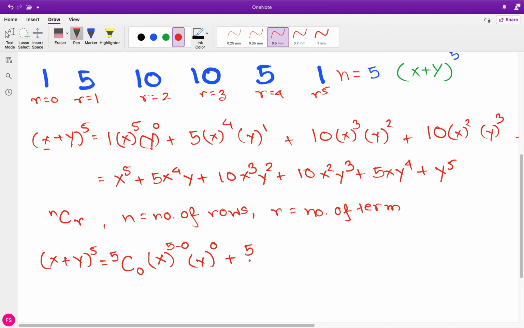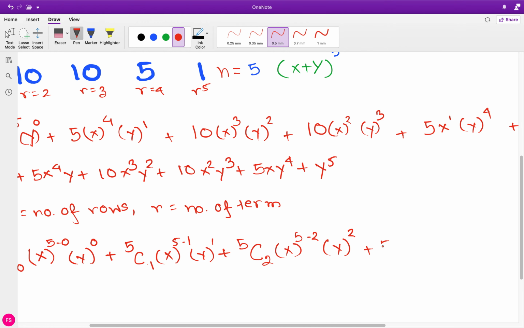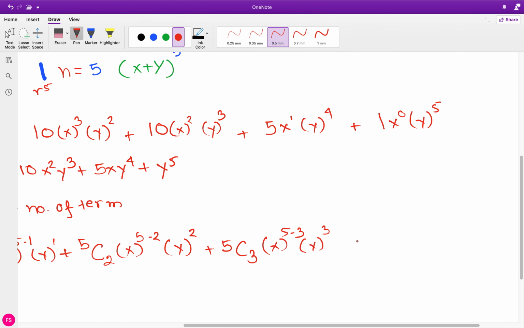Then for the next term, the row stays the same. It's going to be 5 every time, but I'm going to change the value of r. So this is going to give me 5C1, then x to the power of 5 minus 1, and then y to the power of only this 1, plus 5C2 x to the power of 5 minus 2 times y to the power of 2, and then I will have 5C3 x to the power of 5 minus 3, and then y to the power of 3, almost there.